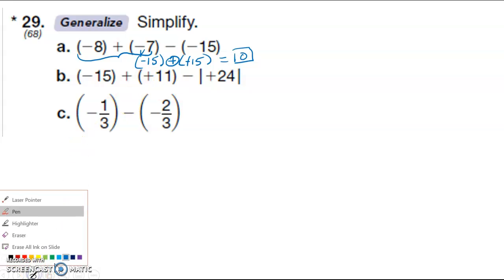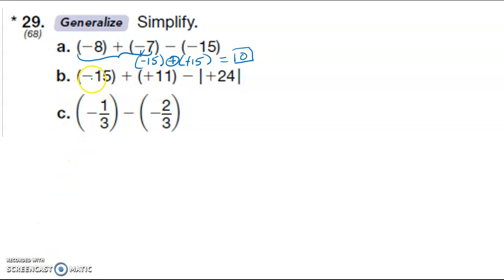Okay, so -15 plus a +11. The signs are opposite, so I'm going to subtract. 15 minus 11 is 4. 15 is larger, so this is -4 minus, and this is the absolute value of 24, which is 24. So now I have a subtraction problem. I'm going to have to keep, change, change, and now I have two negatives. So I'm going to add those and keep the sign per my addition rules.